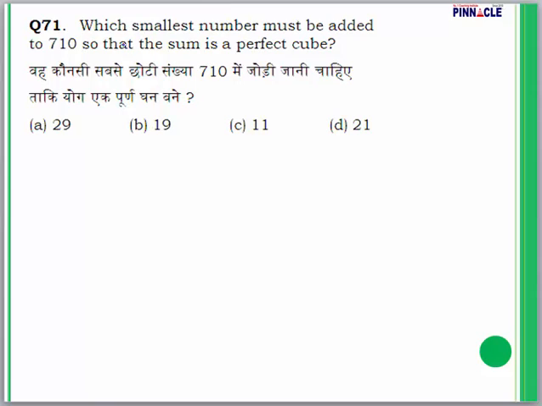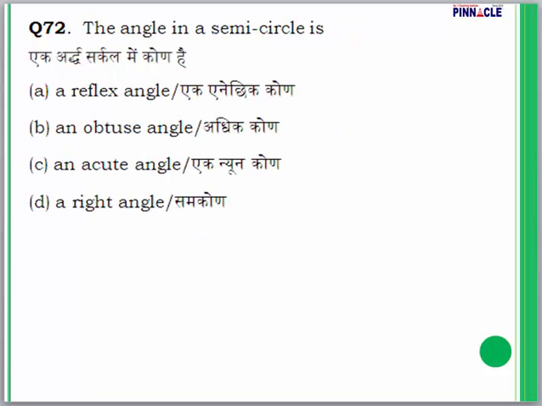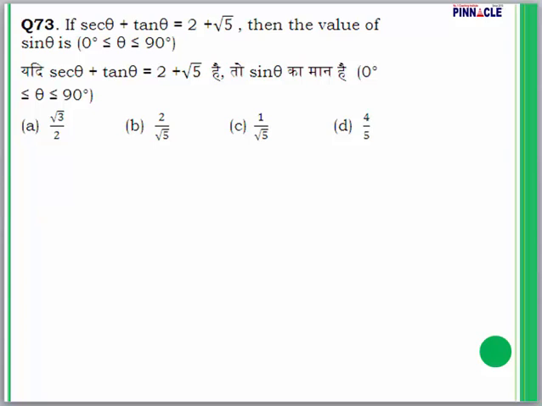Question number 71. Which smallest number must be added to 710 so that the sum is a perfect cube? Now obviously 729 is the cube of 9. 9 into 9 into 9, it means 19 has to be added. Angle in a semicircle is always a right angle. You can write directly. Now question number 73.